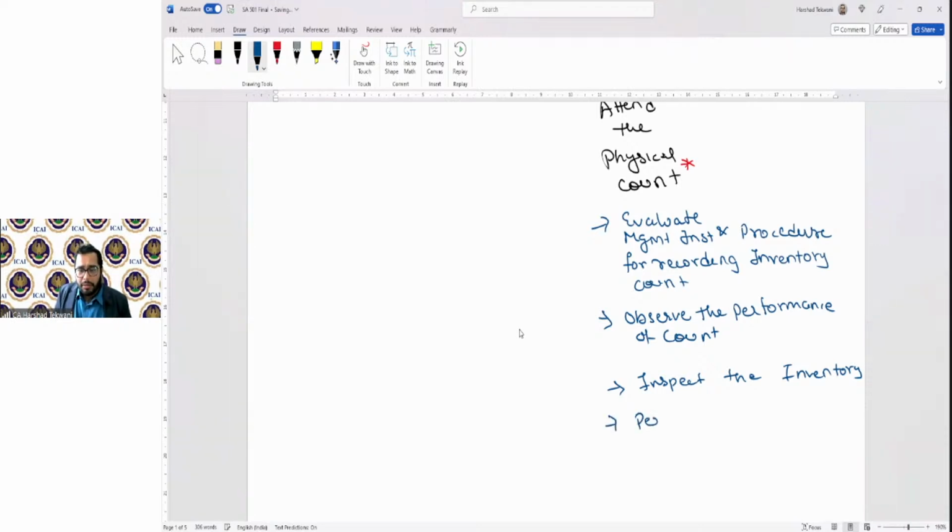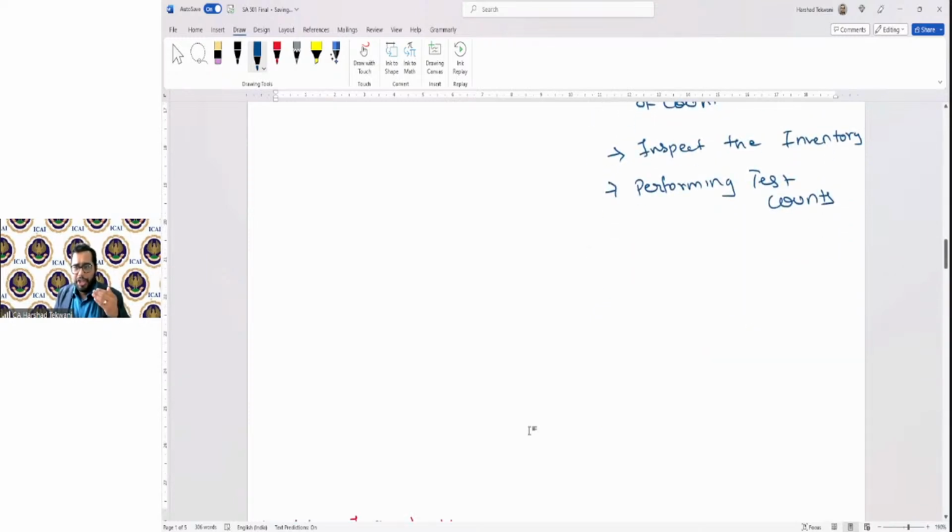Then performing test counts. What are test counts? Basically, I will select certain inventory from the sheet and check it to the floor, and then I'll pick something from the floor and check it to the sheet. So usually we call it floor to sheet and sheet to floor. From the floor, I'll pick up something and check it in the sheet, and second, I'll pick up something from the sheet and check it to the floor. Clear?